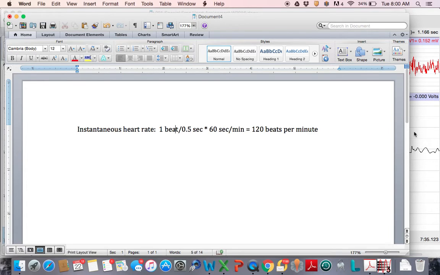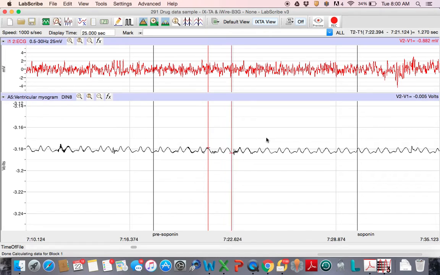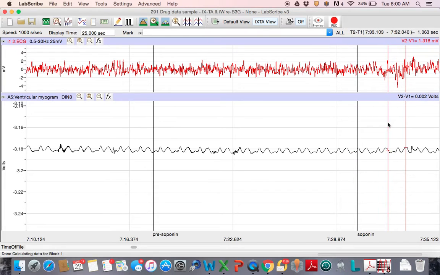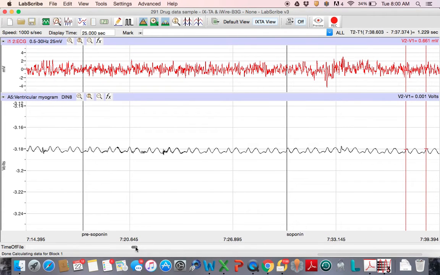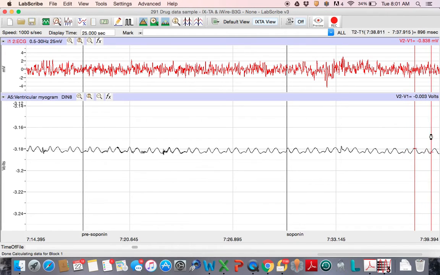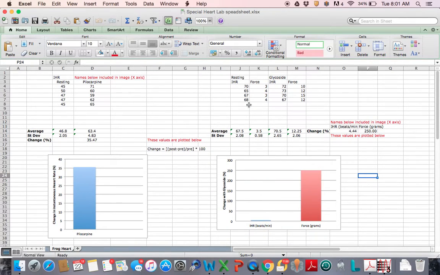So you can do that before and after saponin. So here's saponin over here, and you can do that measurement after saponin. Let's scroll down a little bit so we get a bit of a cleaner measurement. Here will work. And so we'll look after this here. So now it's 1.188 seconds. So you can look at that interbeat interval and calculate that. Once you have those two numbers, you can go in and put in the instantaneous heart rate.